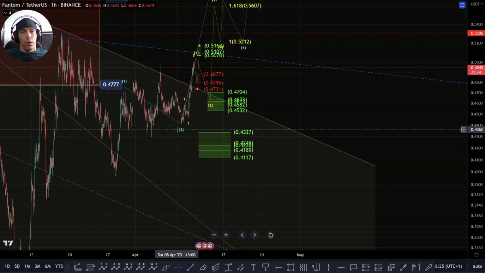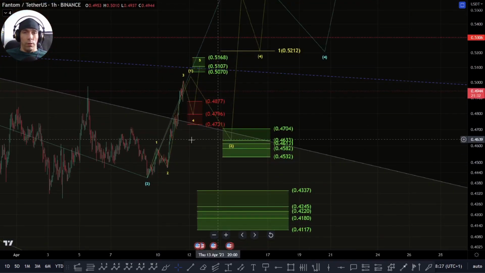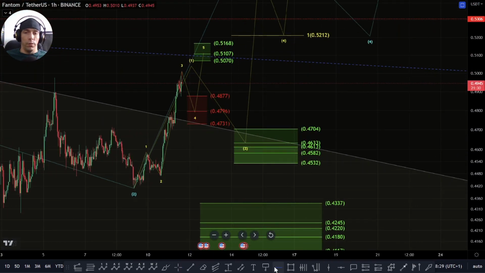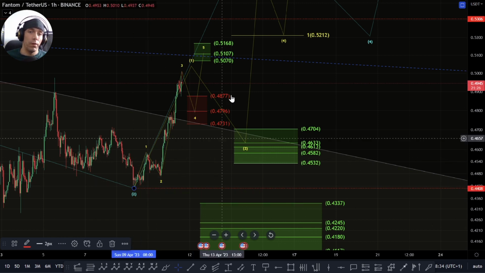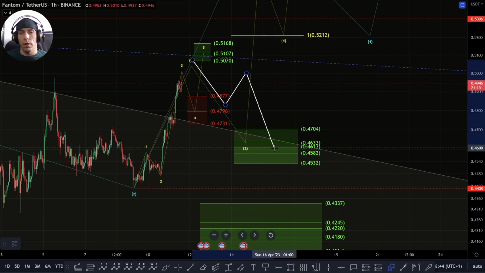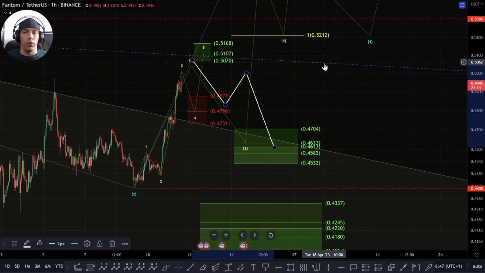So the key zones here, if we're looking for this bullish scenario here, is basically holding this 44.08. We need to see whether we get a fourth wave here. Looking for this zone here of this 48.77 to this 47.31. Fifth wave up. Look for a 3-wave retracement back to the downside here, and then look for that continuation to the upside.